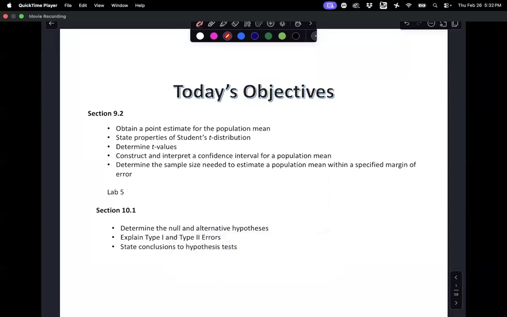We're going to talk about what t-values are. We're going to talk about building a confidence interval for a population mean, and we're going to determine the sample size. After that, we're going to do lab 5 together. So I'm going to put all of this in one.